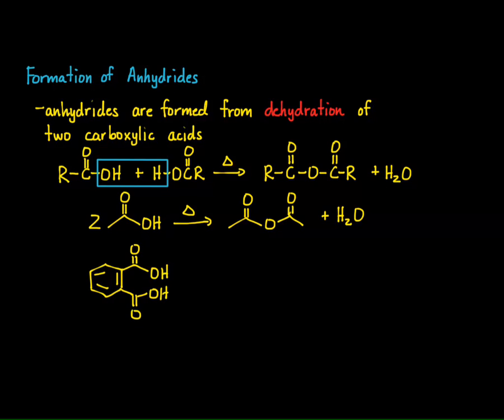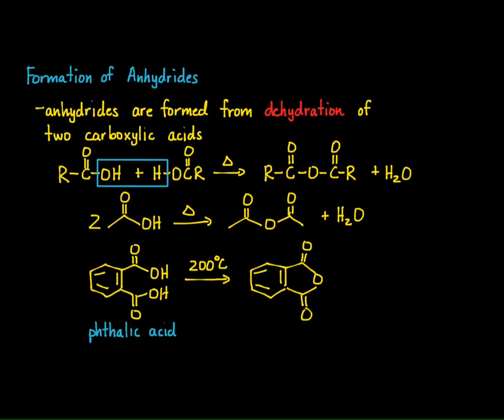Another way is if I take a dicarboxylic acid. So in this case, we have phthalic acid. And if I heat up phthalic acid at 200 degrees Celsius, I get my anhydride, and this is called phthalic anhydride.